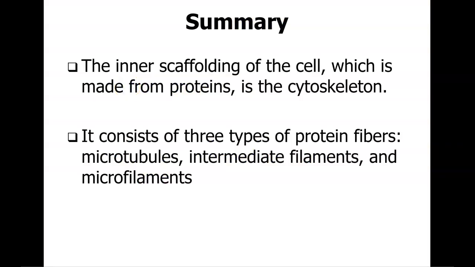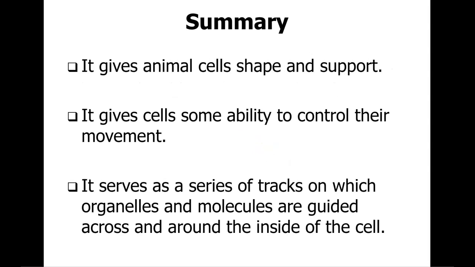So in summary, the inner scaffolding of the cell, which is made up from proteins, is going to be called the cytoskeleton. And we saw it was made up of 3 different types of fibers: the microtubules, intermediate filaments, and microfilaments. It's going to give animals' cells their shape and support. It helps them have the ability to control movement, and it's going to serve as a series of tracks which organelles and molecules are guided across or around inside of the cell.